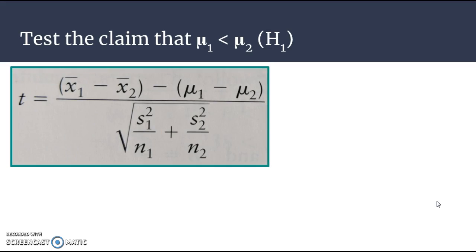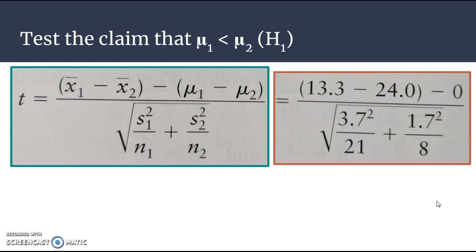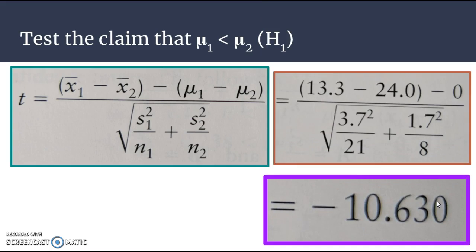So there again is your original formula. You see here that everything is plugged in from our chart before, so x sub 1, so 13.3, minus x sub 2, which is 24.0. We don't know the population mean, so going back to the very first section of this chapter, we put in 0 for that. You'll notice that I squared 3.7 and put it over 21 and then squared 1.7 and divided it by 8. So doing all of those calculations, hopefully we get the value of negative 10.630. And again, remember to round to 3 decimal places because we are using your t-test.